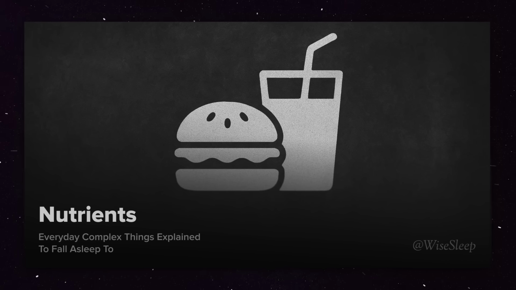Your body can't produce most nutrients on its own, which is why they have to come from your diet. If you don't get enough of them, you might feel tired, get sick more easily, or face longer-term health problems. Eating a variety of foods is the most effective way to make sure your body gets the full range of nutrients it needs to stay active, alert, and strong.